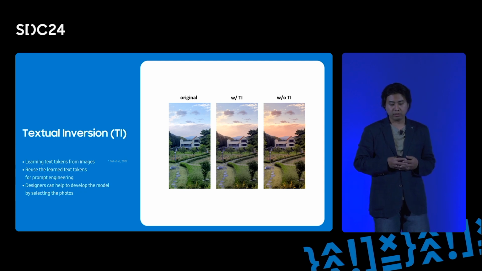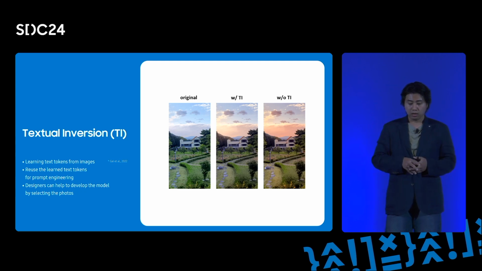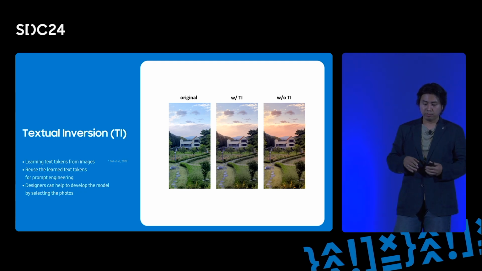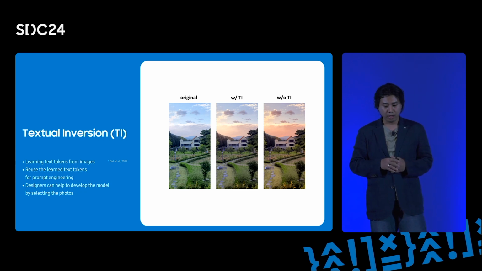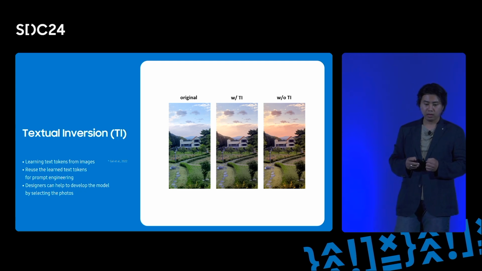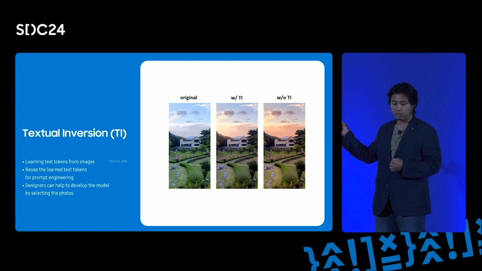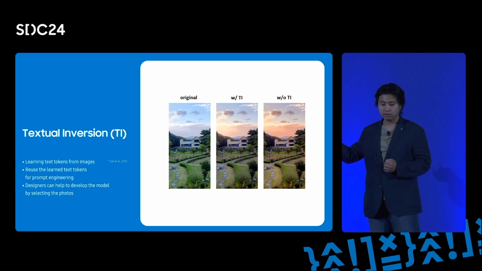Prompt engineering can control the outputs by modifying the text conditions for the generative models. For example, the questions of ChatGPT are also a prompt. In our case, the prompt is the text instruction for the time and weather. In addition to our prompt engineering, we adopt texture inversion to generate the images following our intention.